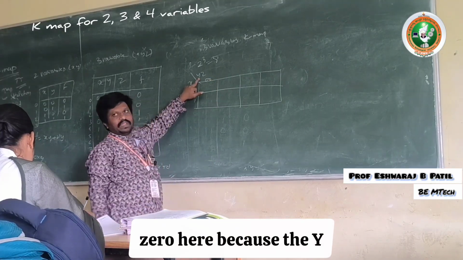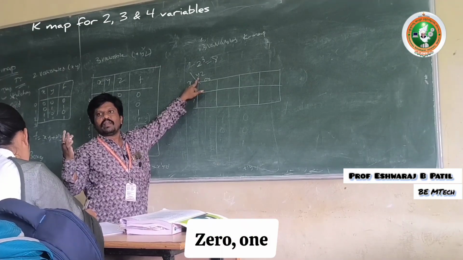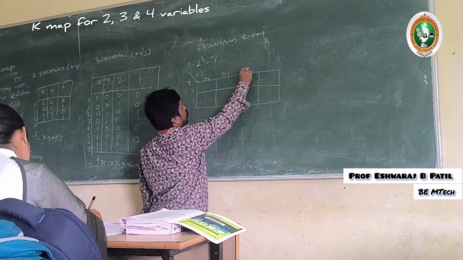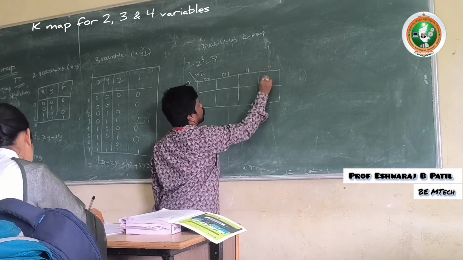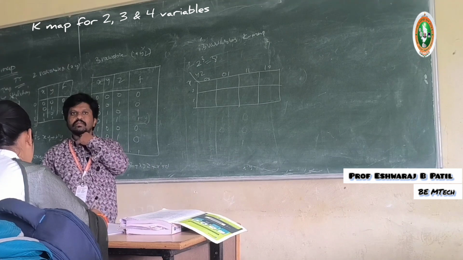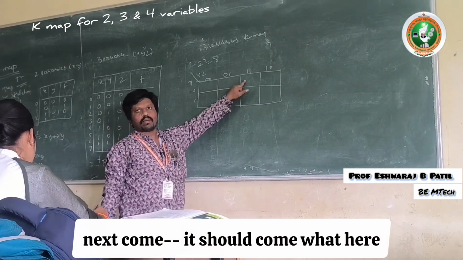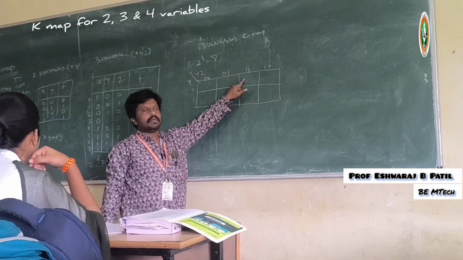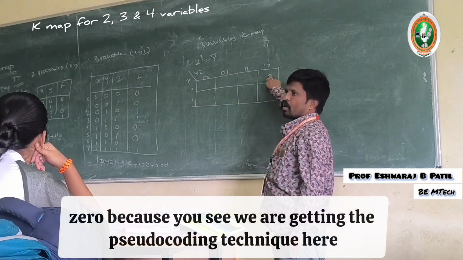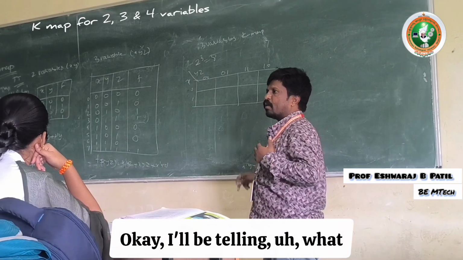Because yz can have 4 combinations: 0 0, 0 1, 1 0, 1 1. But I have written 0 0, 0 1, 1 1, 1 0. Whether I have written it right or wrong: after 0 0, 0 1, next it should be 1 0 only, but here I have written 1 1 and then 1 0. Because you see, we are getting the pseudo coding technique here.